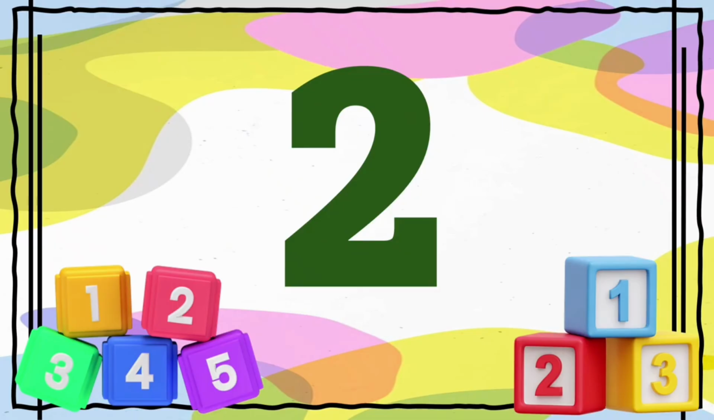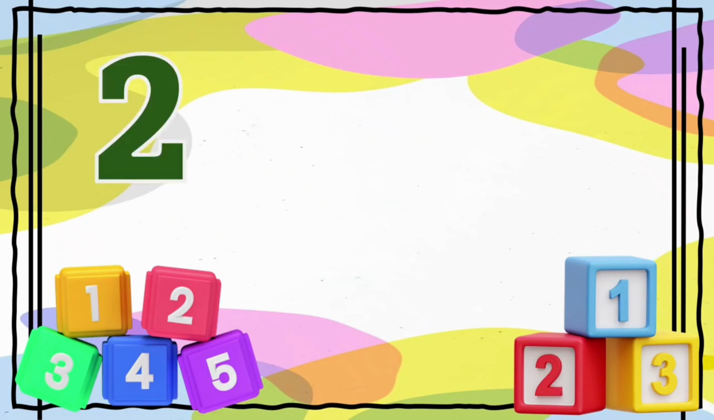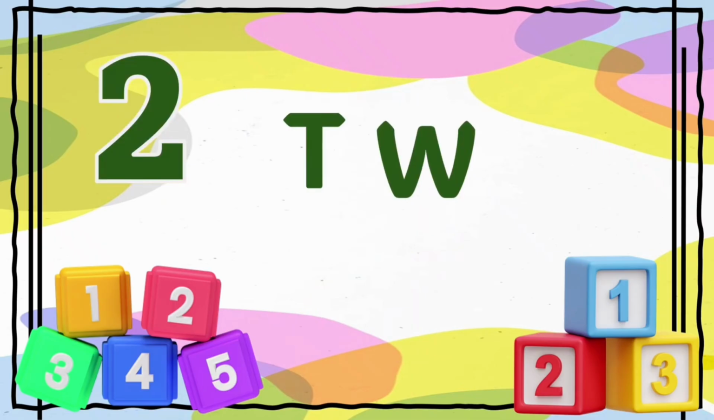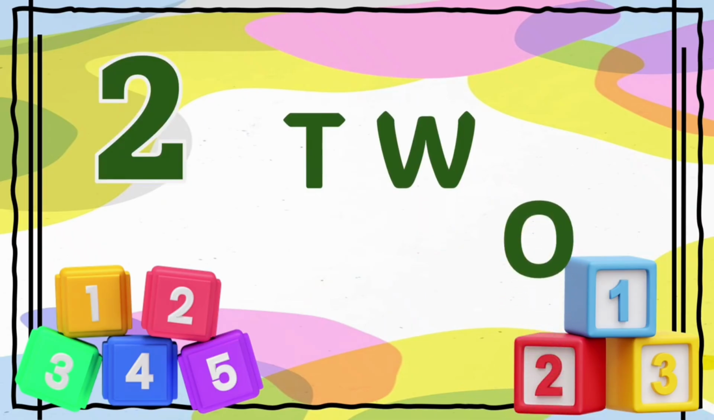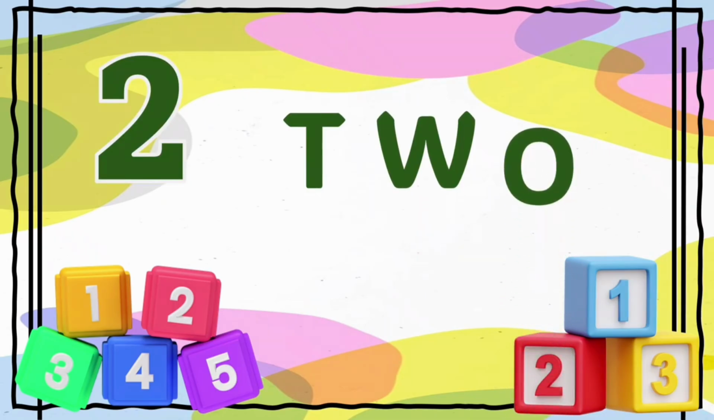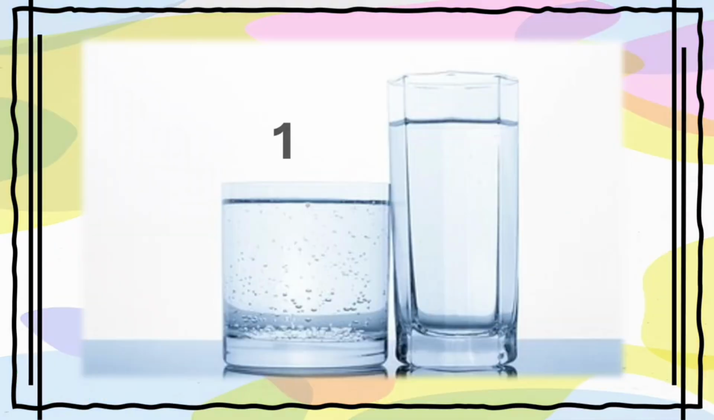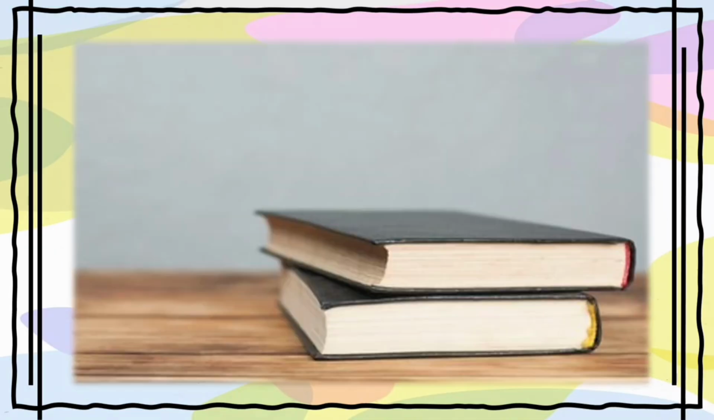But what is its spelling? T W O. Let's learn some of its examples. 1, 2. There are 2 glasses. How many books are there on the table? 1, 2.